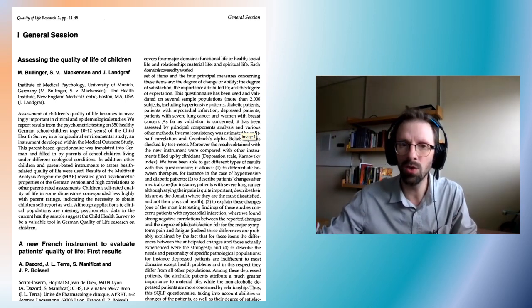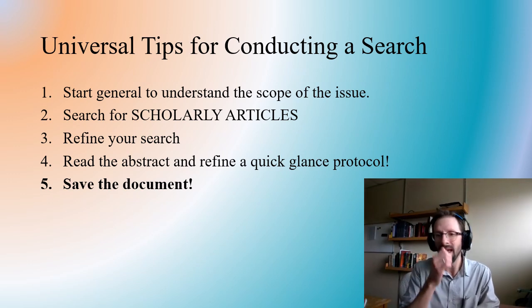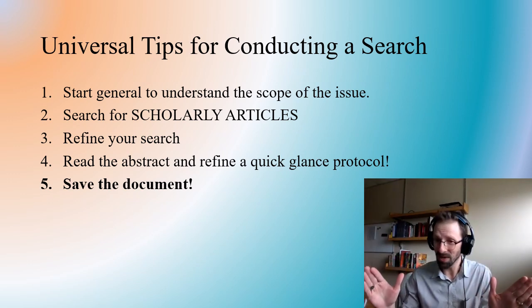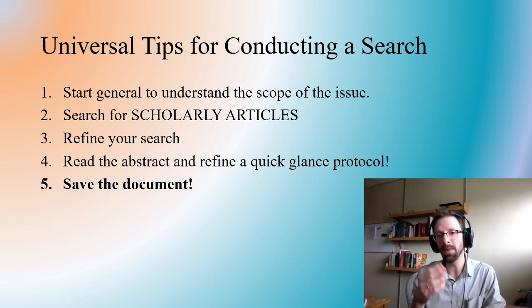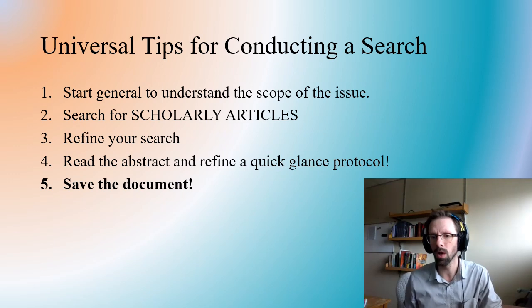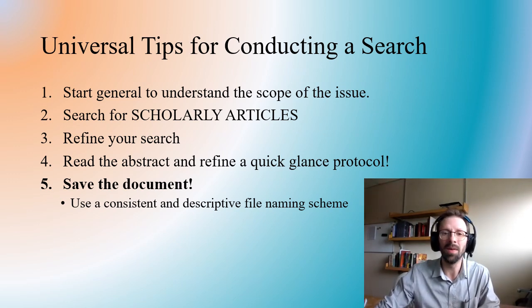Once I've decided this is useful for me, I'm going to need to save the article. So if you find an article that is useful to you in your topic, download it and save it. You can do that most of the time with your library website. Again, this might be the part where you run into paywalls on Google Scholar. You can usually get around that by using your library website, but do save the document. Use a consistent and descriptive file naming scheme.